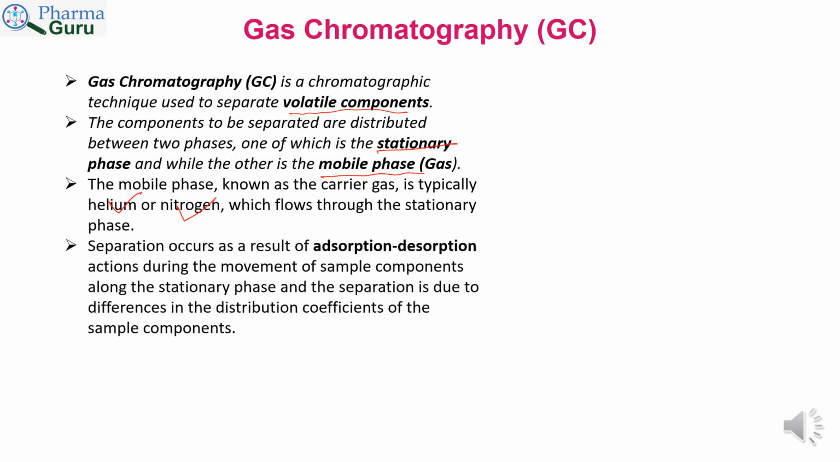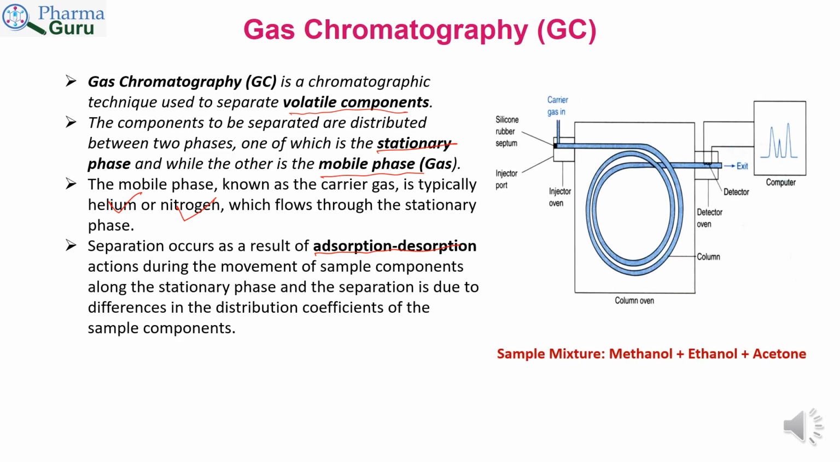gas. Separation occurs as a result of adsorption desorption action during the movement of sample components along the stationary phase, and the separation is due to differences in the distribution coefficient of the sample components. I am going to discuss adsorption desorption taking help of flow diagram.